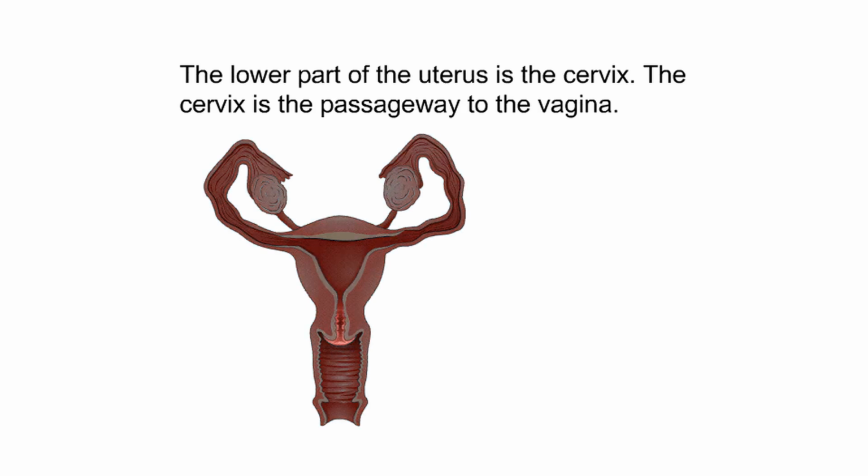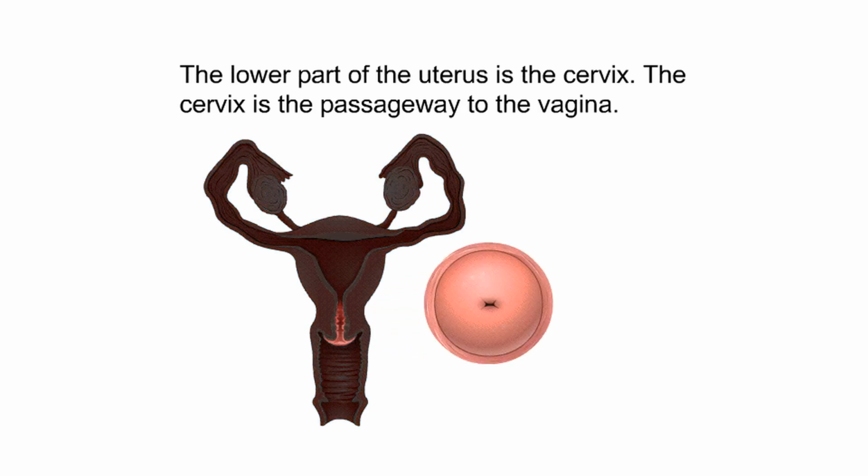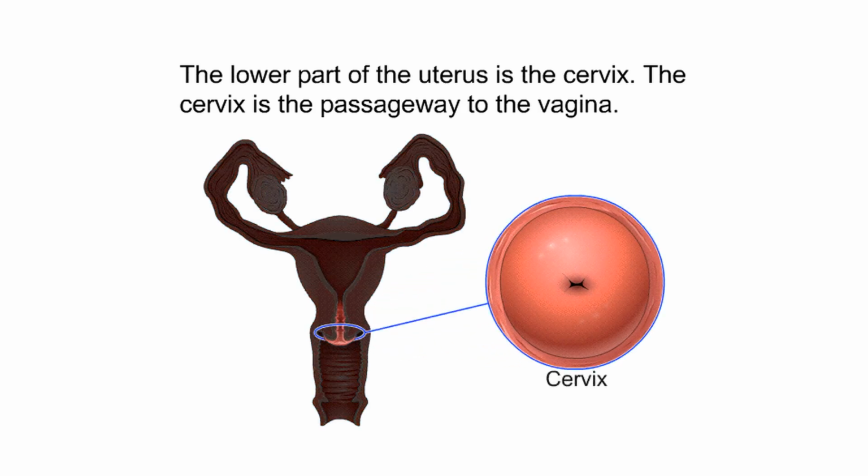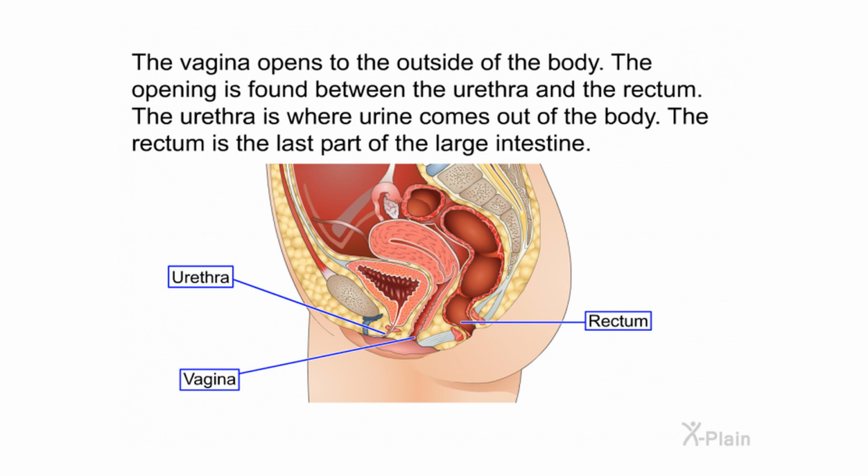The lower part of the uterus is the cervix. The cervix is the passageway to the vagina. The vagina opens to the outside of the body. The opening is found between the urethra and the rectum. The urethra is where urine comes out of the body. The rectum is the last part of the large intestine.